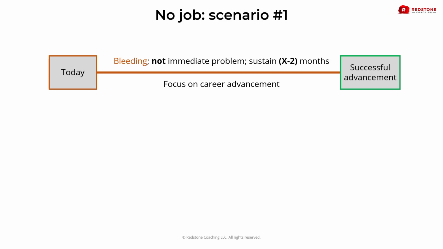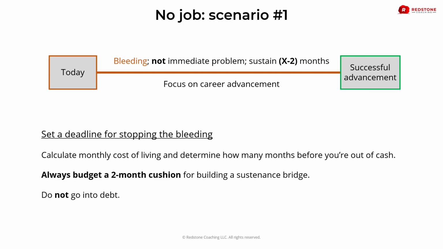So this is scenario number one. The bleeding is not an immediate problem and you have time. In this case, you want to set a deadline, which we already talked about. Do not go into debt. Be willing to accept a job that's not perfect but will sustain you. Do not go into debt. Some people will literally pull out credit cards that have 0% APR for 12 months or for 9 months, etc. And then they build up credit card debt.